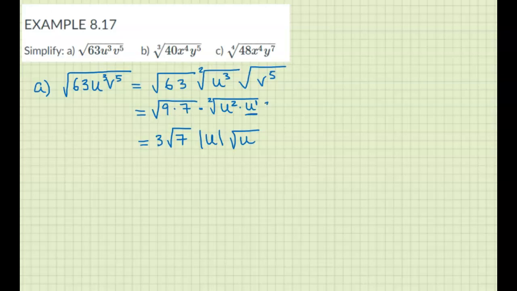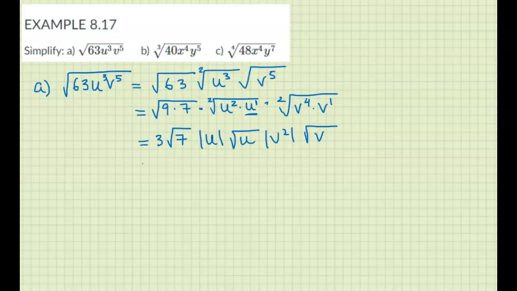Okay. Now let's do the v. So again, we have a square root. We need something in here that divides by 2. So biggest number, this is v to the 4 times v to the 1. Okay, so these divide. We get v squared. And this one, square root of v.